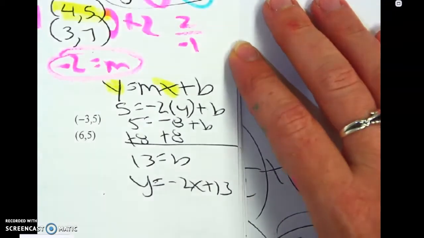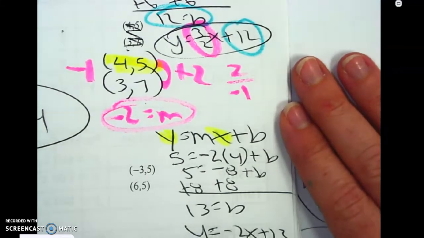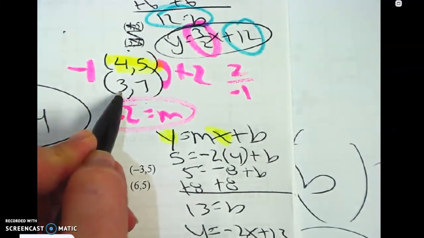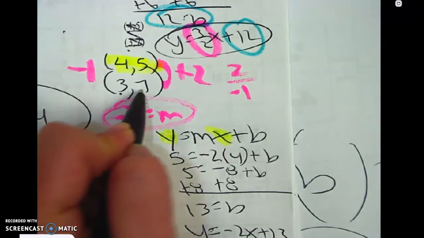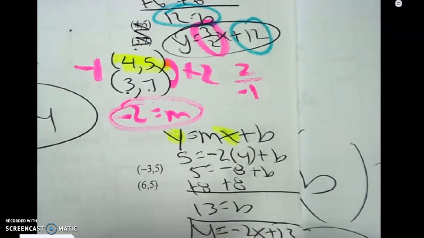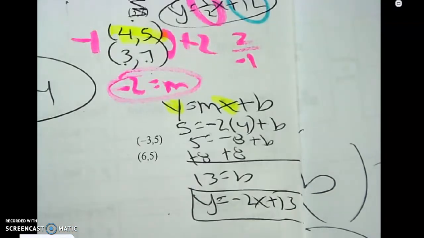Attention, all juniors and seniors. So I did that super fast. How do I know I'm correct? If I go negative 2 times 3, I get negative 6. Negative 6 plus 13 is 7. So I know that I'm good to go.